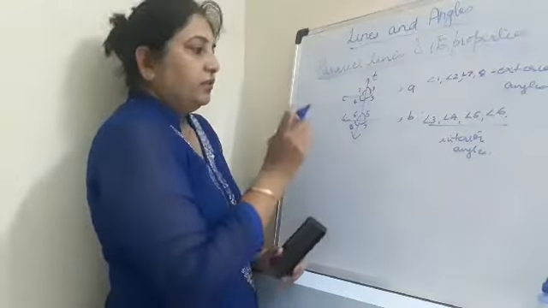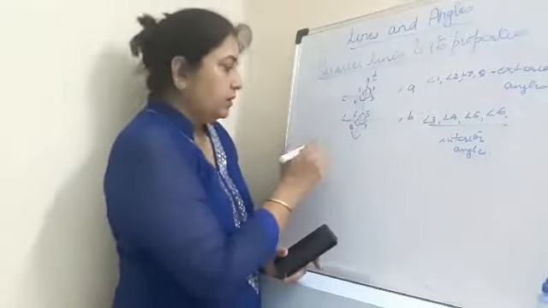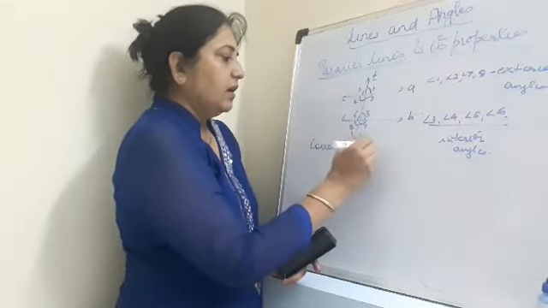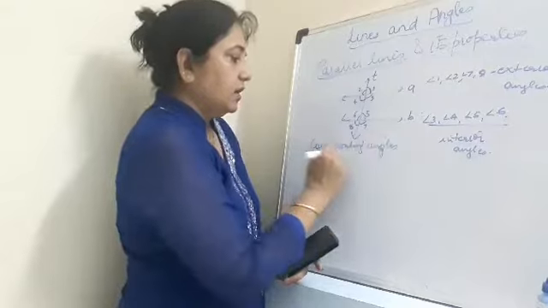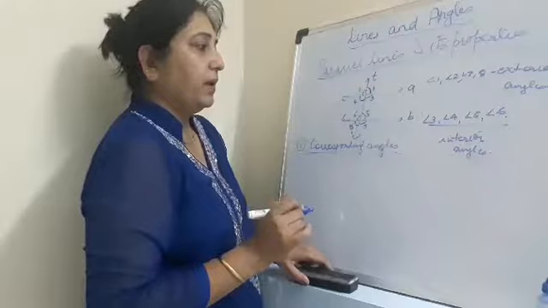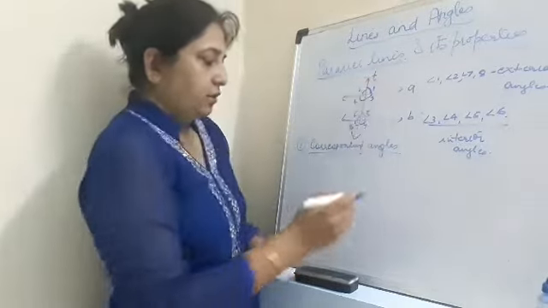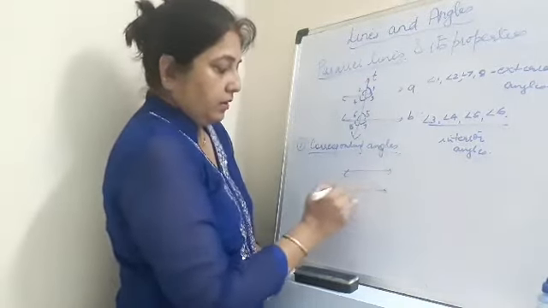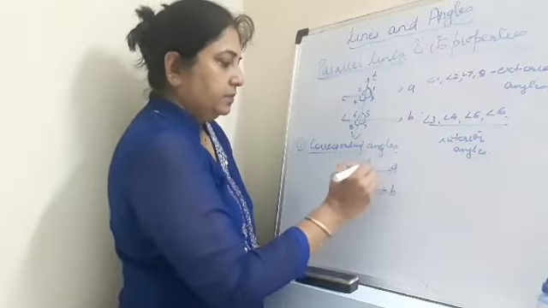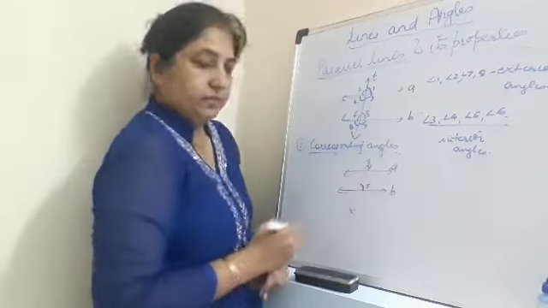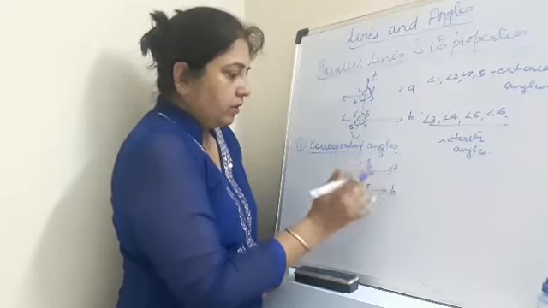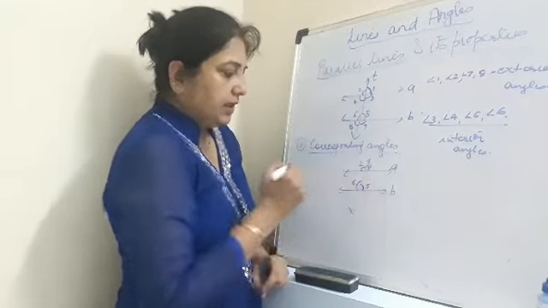Now when we talk about the different kinds of angles, I will begin with corresponding angles. So the first one is the corresponding pair. Look at angle 1. I'll draw the figure again here. These are the two lines A and B. This is angle 1, this is angle 5, right? This is angle 2, this is angle 6.